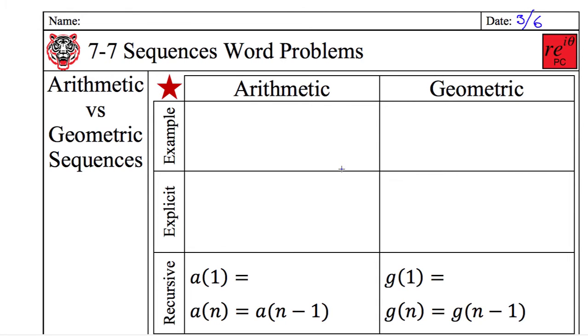All right, so give me an example of an arithmetic sequence. We've been talking about this every single day. 2, 4, 6, 8. And what am I doing each time? Adding 2. So adding 2, this 2 right here is called what?